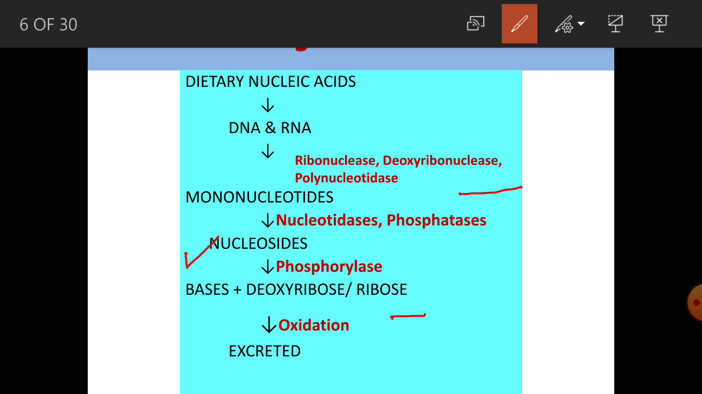So, the sugar takes its own course. What happens to the bases? They are not all excreted by oxidation, rather they get repeatedly used, that is called the salvage pathway. So, what are those? That we will see a little later.